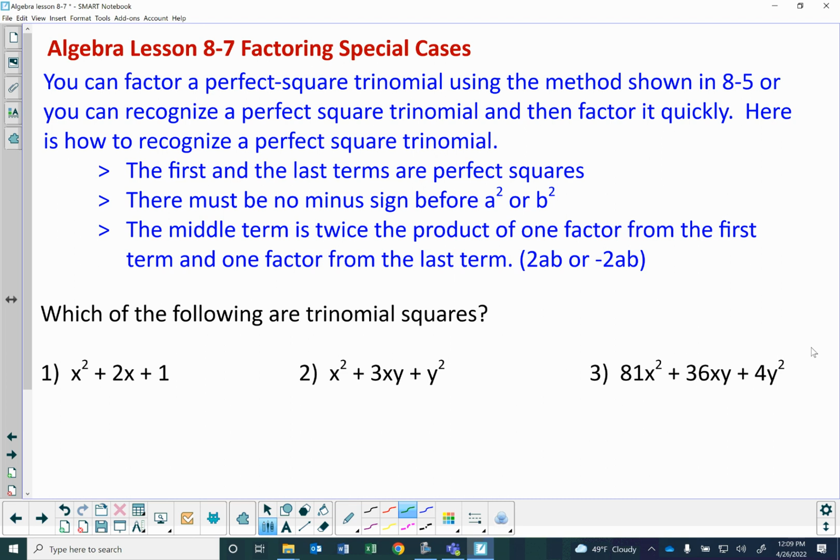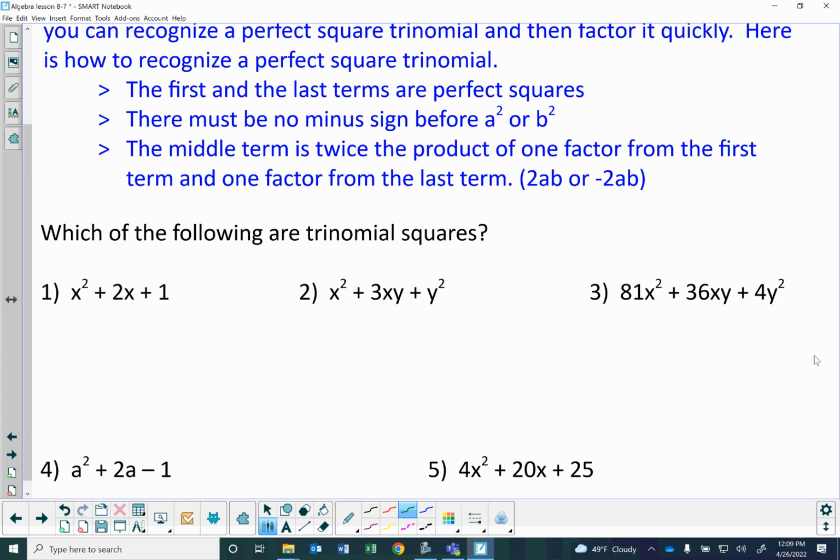Can you rewrite the polynomial so that there's no negative sign in front of your first term or your last term? And then the middle term is twice the product of one factor from the first term and one factor from the last term. In other words, it's 2ab or negative 2ab. So let's take a look at some problems and see if we can determine whether they are trinomial squares.